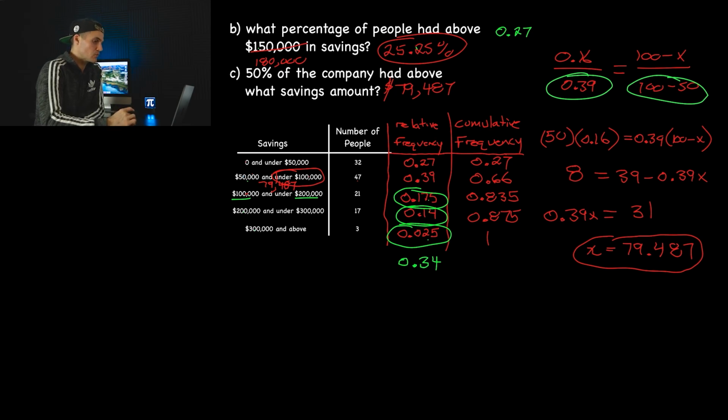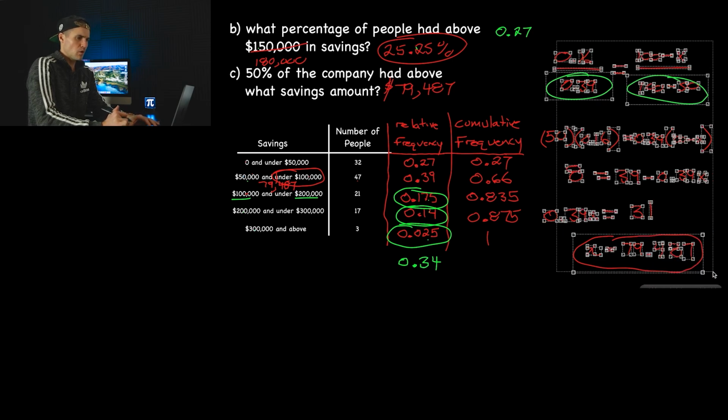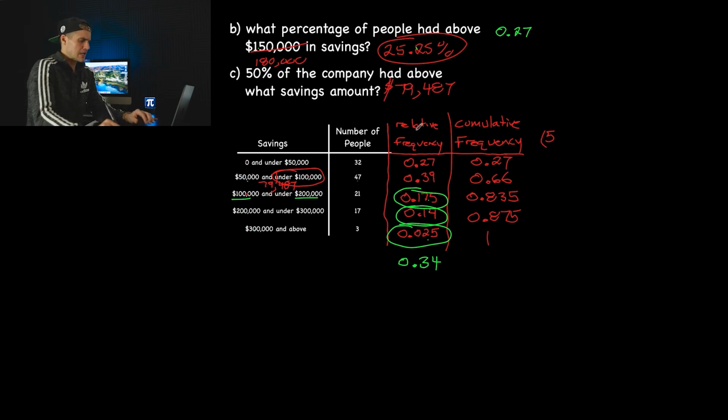You could have also done it with the actual frequency or the number of people, because we know 50% of the company, if there's 120 people in the company, then we know that 50% is going to be 60, right? So if we dealt with the frequency, what we could have done is basically 3 plus 17 plus 21, that would give us what, 41? And so to get to 60 people, from 41 to 60, we still need 19 people out of this 47, right? So we could have also done 19 over 47. We need 19 people out of the 47.